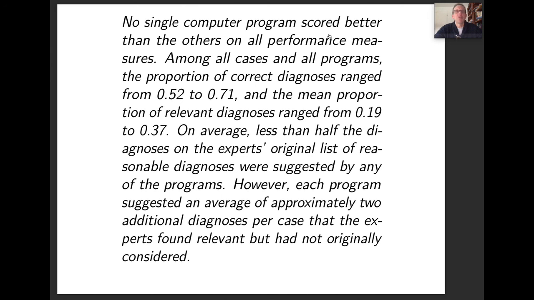No single computer program scored better than the others on all performance measures. Among all cases in all programs, the proportion of correct diagnoses ranged from 0.52 to 0.71. And the mean proportion of relevant diagnoses, every one of these systems is creating a list of possible diagnoses, not just the top choice, ranged from 0.19 to 0.37, which would be viewed as poor performance. On average, less than half of the diagnoses on the expert's original list of reasonable diagnoses were suggested by any of the programs.